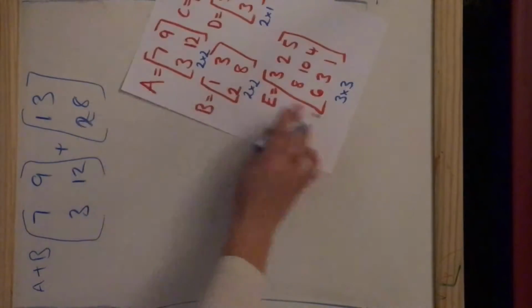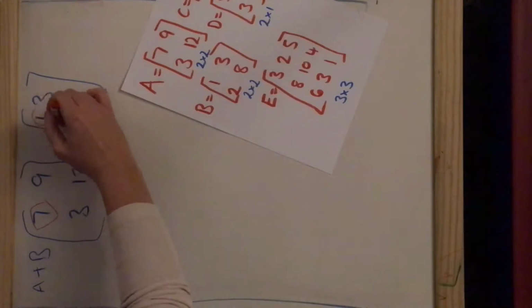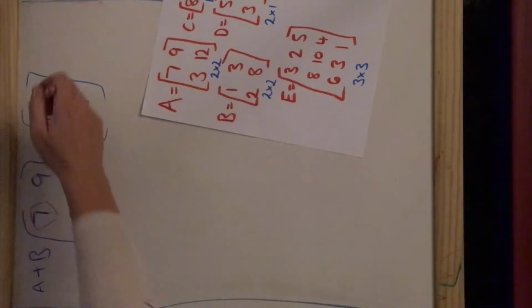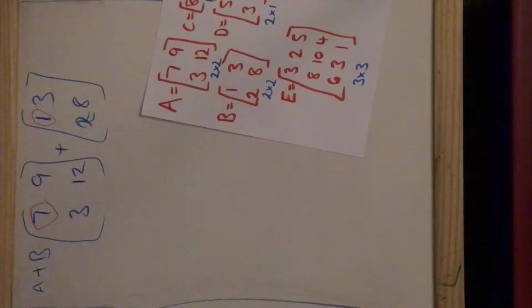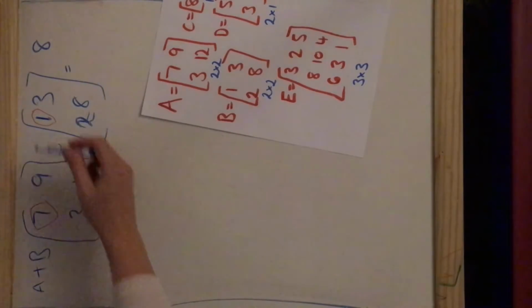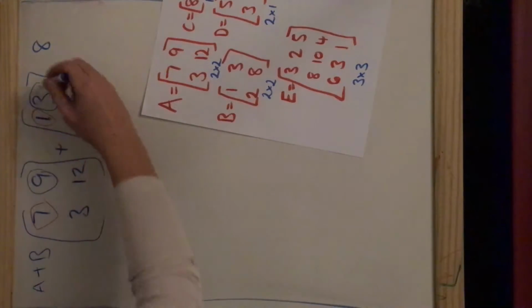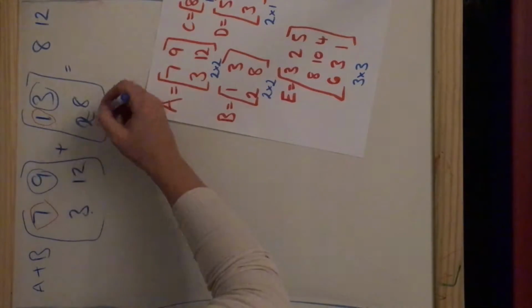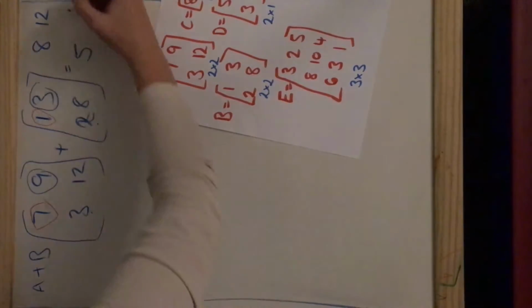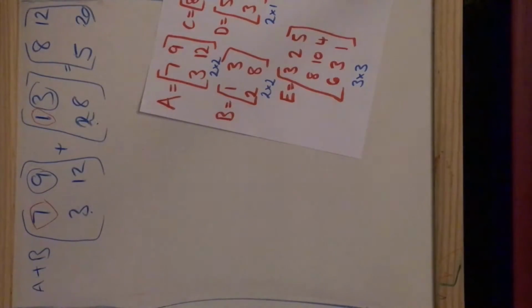Very simple. We would just take our first number here and add it to this number here. So all the ones in the same place, we just add them together. That gives us 8. Subtracting, it would be 7 minus 1. And then we add this one with this one, this one, this one. And addition and subtraction is as simple as that.